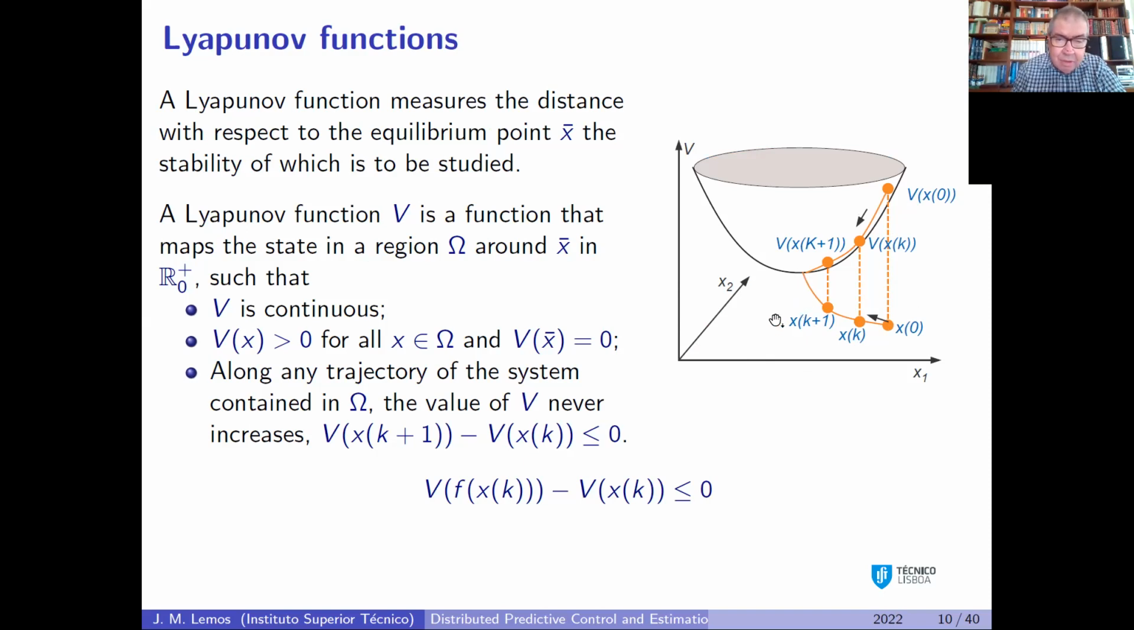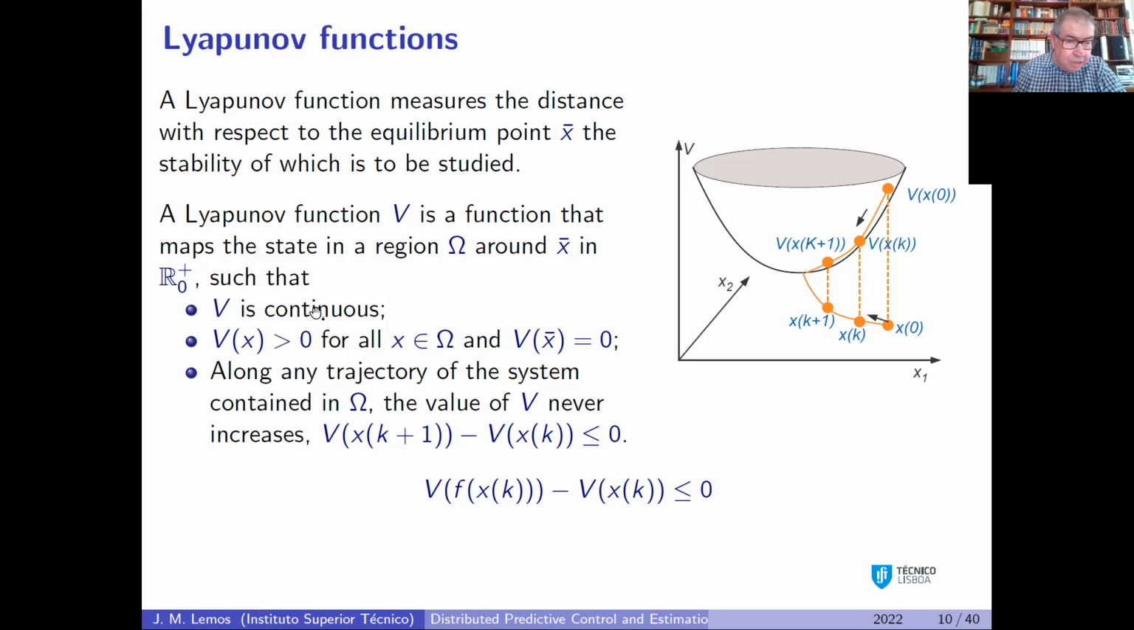for any state, I have a correspondence with a real number that defines V. Okay, so for any x1, x2, I have a V of x1 and x2. And this V must be a continuous function of x1 and x2. It must vanish at equilibrium, that is to say, V of x bar is 0, but it must be strictly positive outside from the equilibrium point x bar. So actually, this means that V must have a minimum at the equilibrium point.